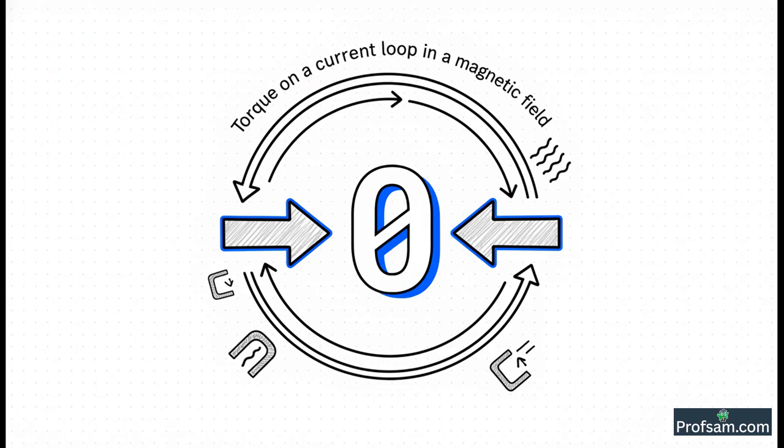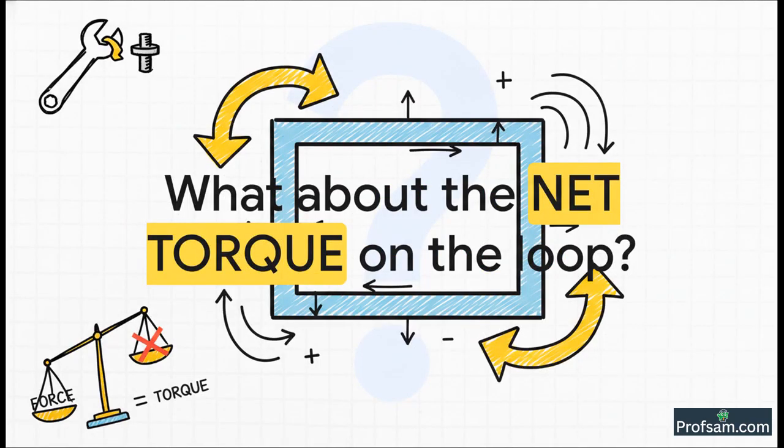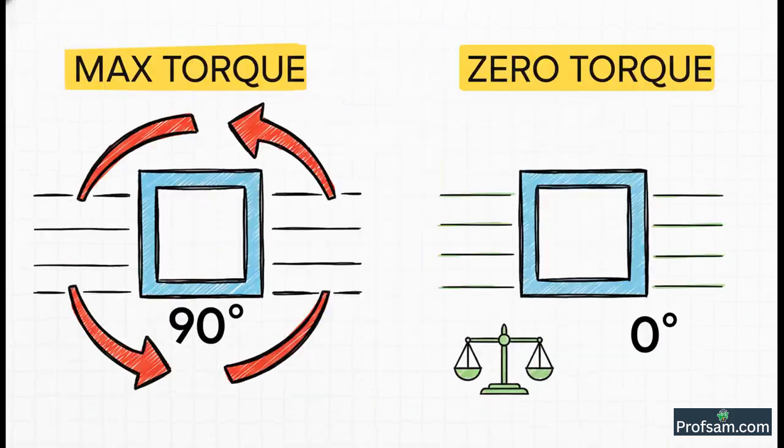This is a critical point. The loop does not accelerate left, right, up, or down. It only rotates on the spot. Please, please remember this for your MCQs. Okay, so the net force is zero, but does that mean the net torque is also always zero? Be careful here. No, the torque is not always zero.